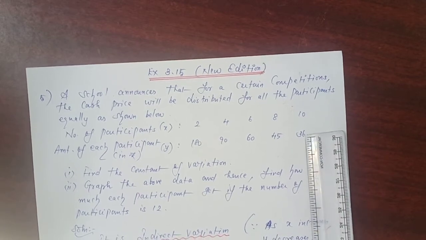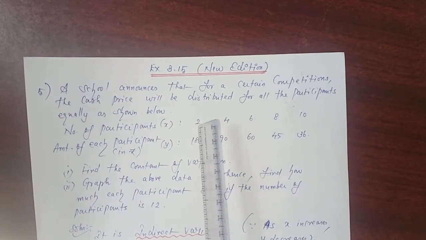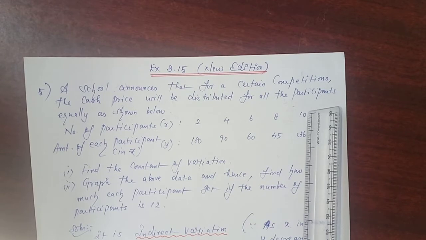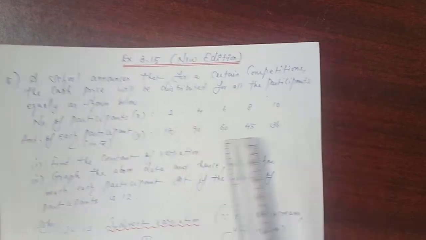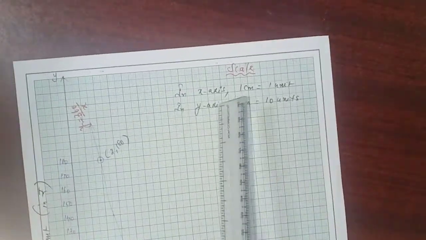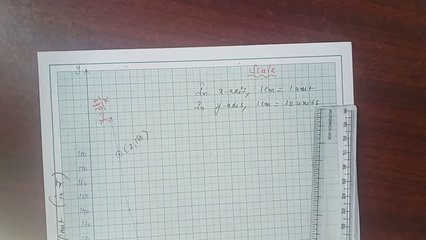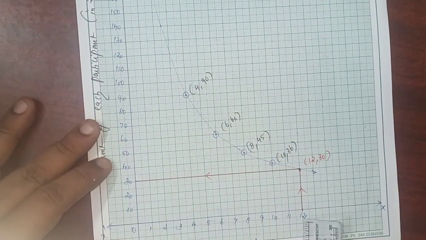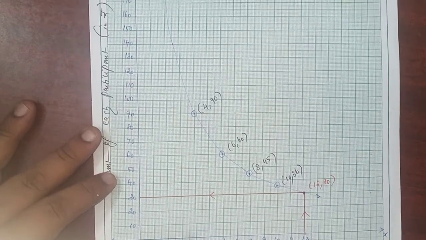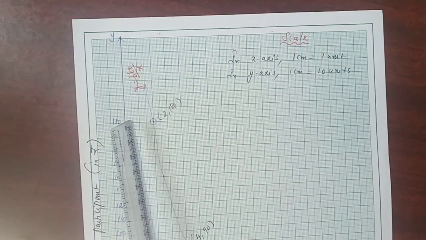Now, you can go for the table. Here we have the values of x, minimum 2, maximum 10, and values of y, minimum 36 and maximum 180. So I consider on the x-axis 1 centimeter equals 1 unit and on the y-axis 1 centimeter equals 10 units. Here 1, 2, 3 up to 12 I have taken. Then here 10, 20, 30 up to 180 I have taken.